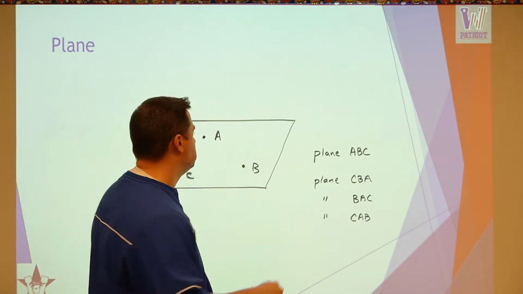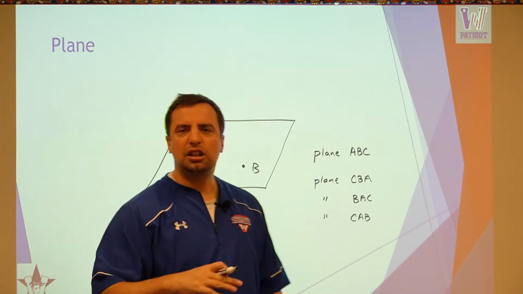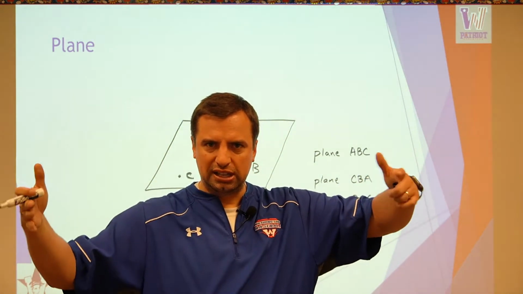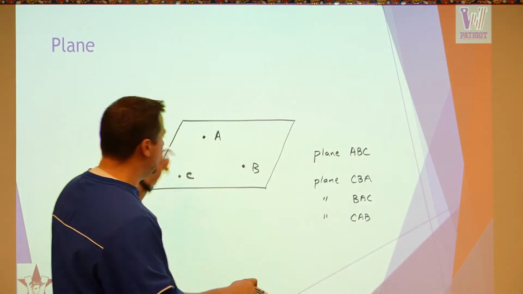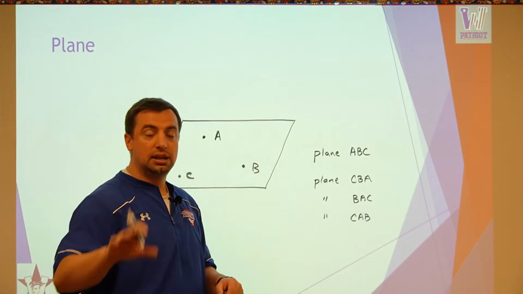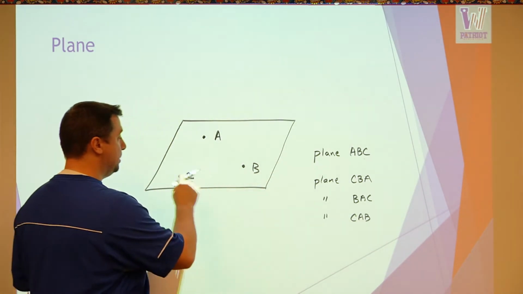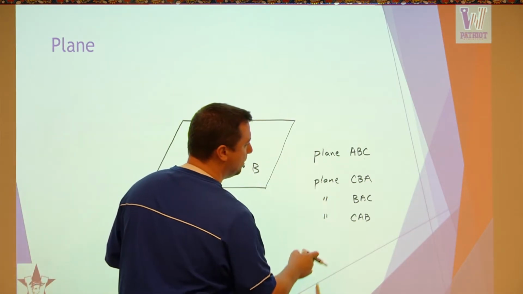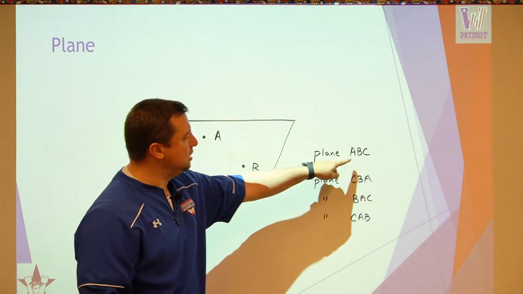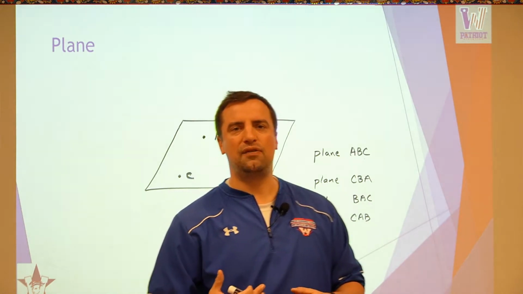And you know what else? You could have lines on this plane. The plane is like a place where you can hold things. It's so cool, and sometimes really hard to wrap your head around. But just 3 points, we say plane and use the 3 letters to identify that plane.